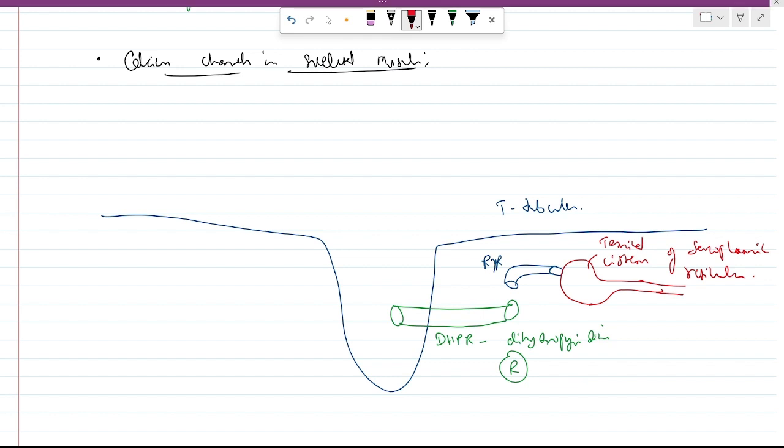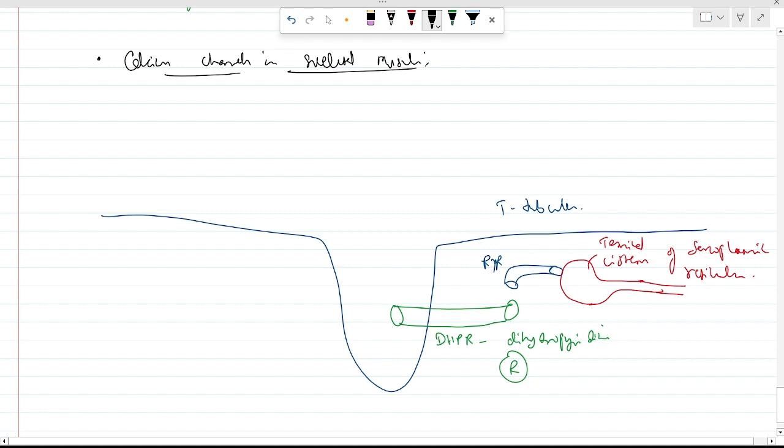Now this RYR, which is a ryanodine receptor, we'll discuss further, and DHPR, dihydropyridine receptor, these are connected by these strands here. So this is our entire structure of the calcium channel in the skeletal muscle. So what is the importance here? Let's see, when action potential reaches the muscle, it propagates through the muscle and reaches the T tubules. This is our T tubule arrangement, in which we have DHPR, RYR, and terminal cisternae of the sarcoplasmic reticulum.